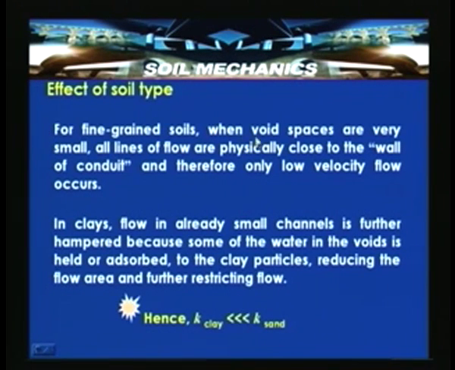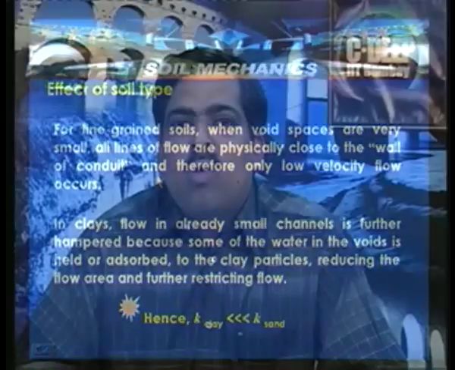For fine grained soils, when void spaces are very small, all lines of flow are physically close to the wall of the conduit, and therefore only low velocity flow occurs. So, mostly the velocity of flow occurs along the boundaries of these double layers. Depending upon the development of the double layer, whether it is depressed or completely developed, that also influences the flow condition. In case of a depressed double layer, more flow occurs compared to a completely developed double layer.